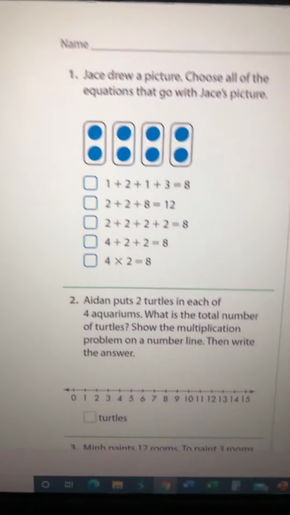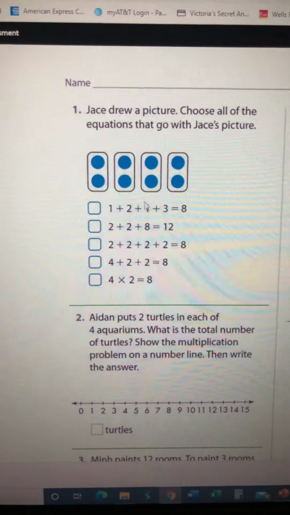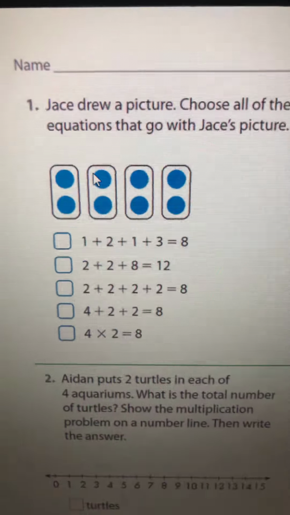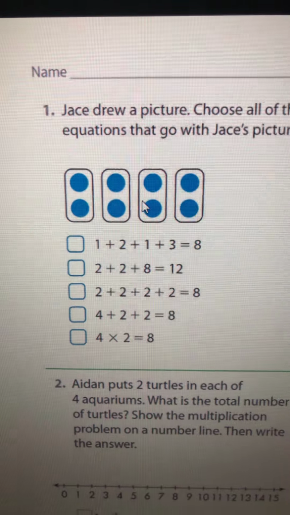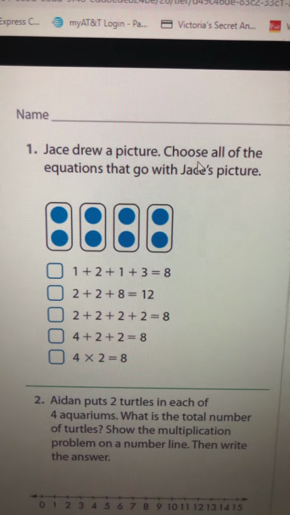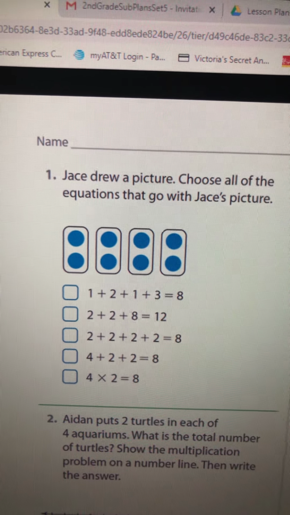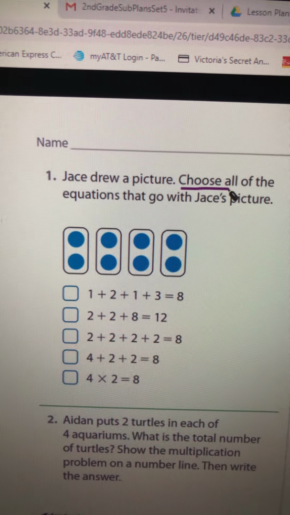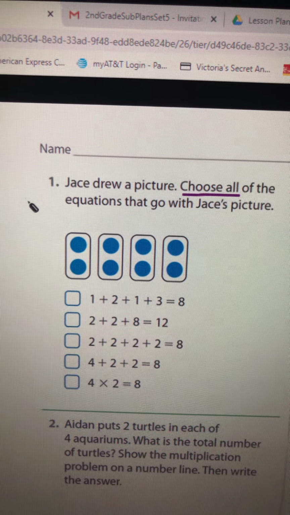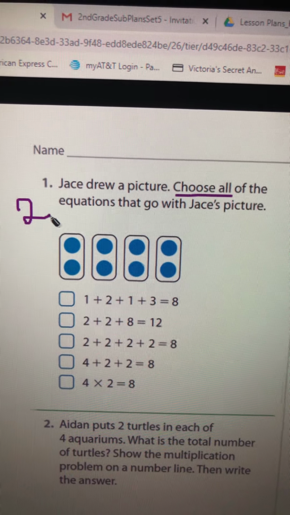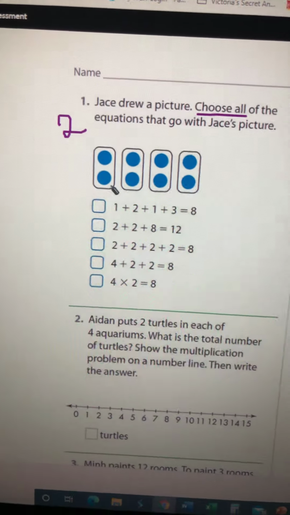All right, so number one has some little dots inside of some boxes. That's what we called equal groups in class. Okay, it says Jace drew a picture. Choose all the equations that go with Jace's picture. When it says choose all, that means there's more than one. Now this one, we are looking for two of them, okay? So let's look at the picture.